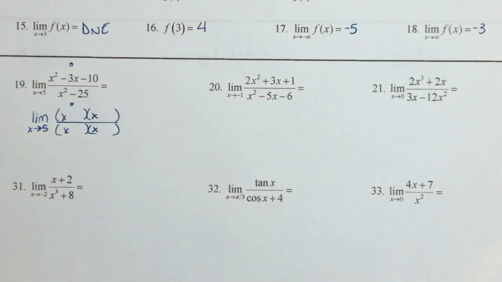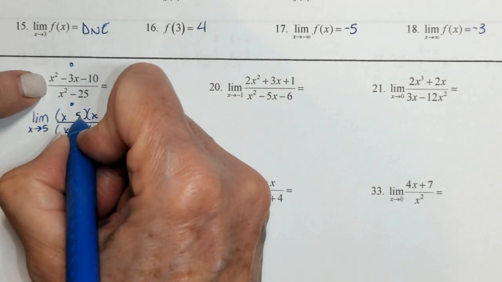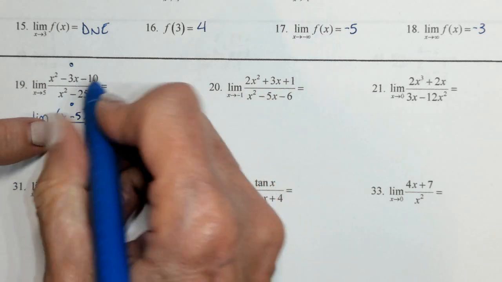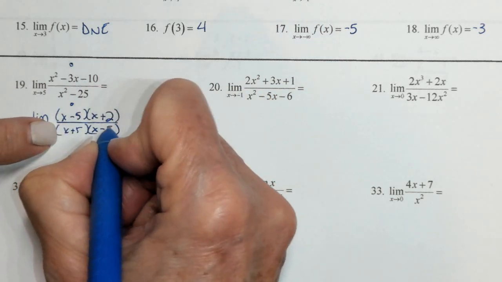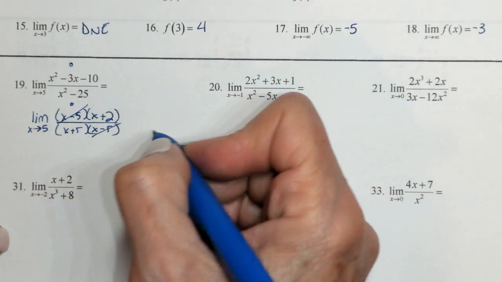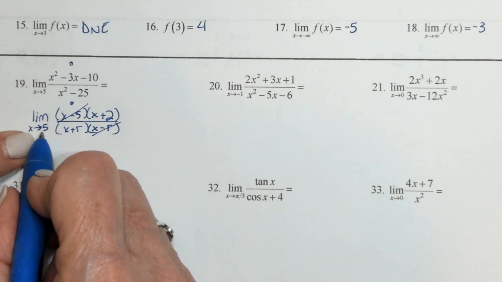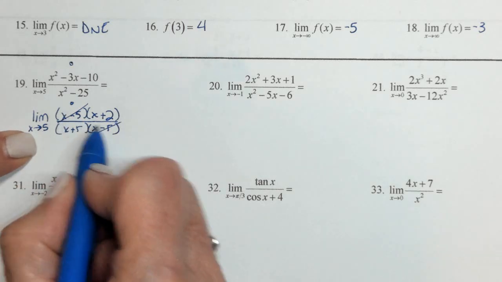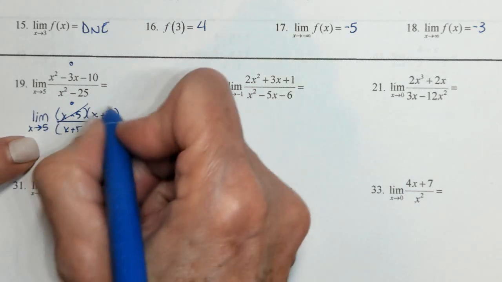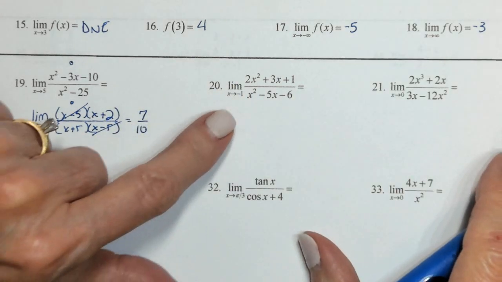You will not get far in calculus without being able to factor. Okay, so let's see, 5 and 2, minus 5 plus 2, that will get me that top one, plus 5 minus 5 for the bottom one. The minus 5's reduce out, so we got rid of our hole. We can reduce those because x is not equal to 5. It's only approaching 5, not equal to 5, so that's why we can reduce those. We can put 5 into the remaining x's, and I get 7/10. That is that limit.